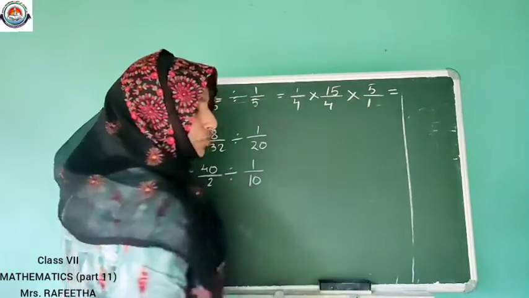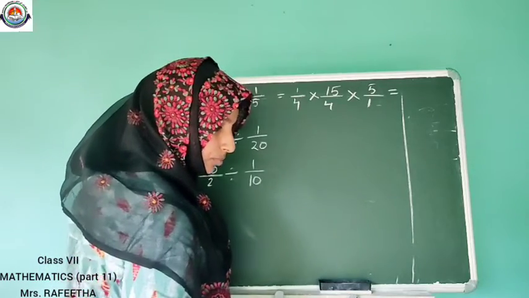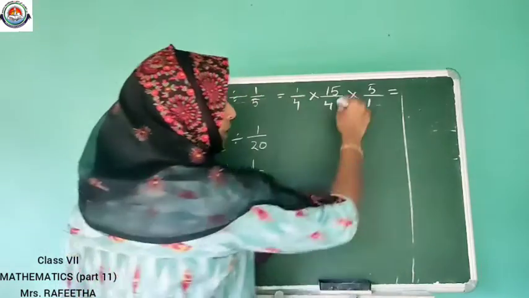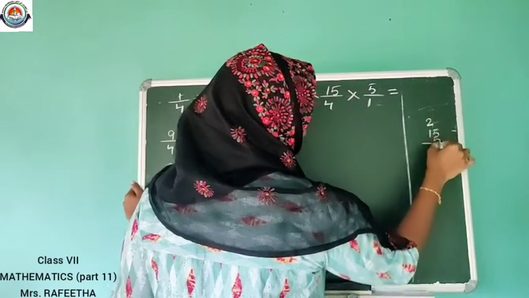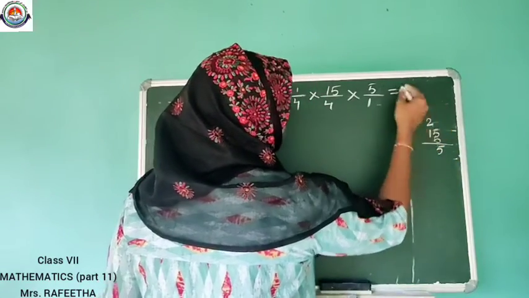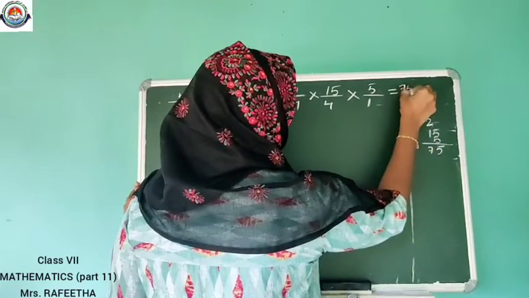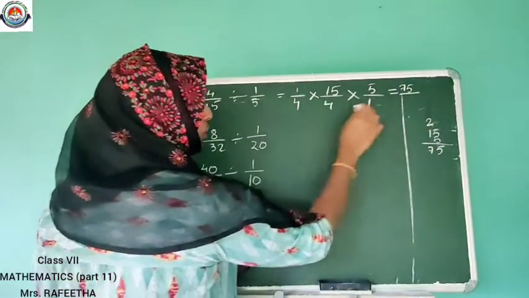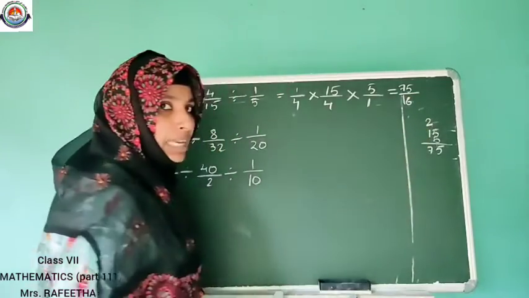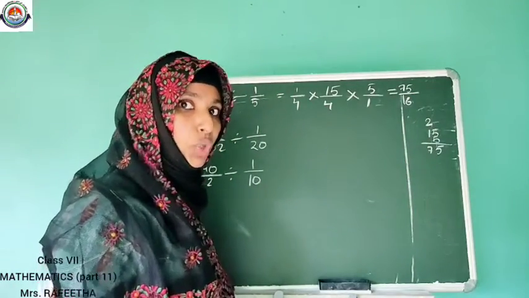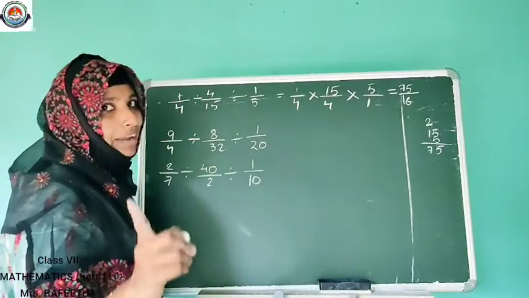15 into 5. What is 15 into 5? 5 5s are 25, carry 2. 5 1s are 5, 7 plus 2 is 7. 75 divided by 4 into 4, 4 4s are 16. This is an improper fraction that we want to convert to a mixed fraction, that you do alone.